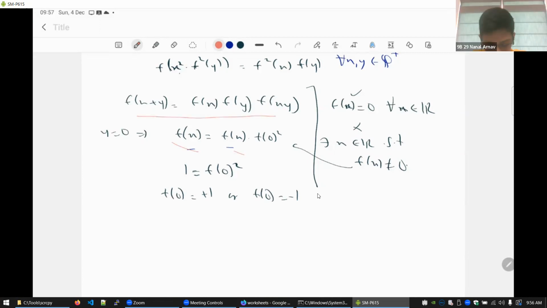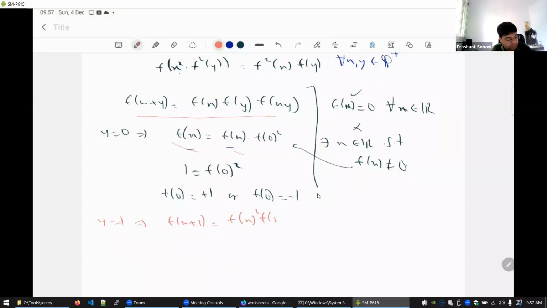If we put y equal to 1, we get f of x plus 1 is equal to f of x square into f of 1. Yes, so if we now put x equal to 1, we get f of 2 is equal to f of 1 whole cube. Yes, correct. So this equation is clearly relating f of x and f of x plus 1.